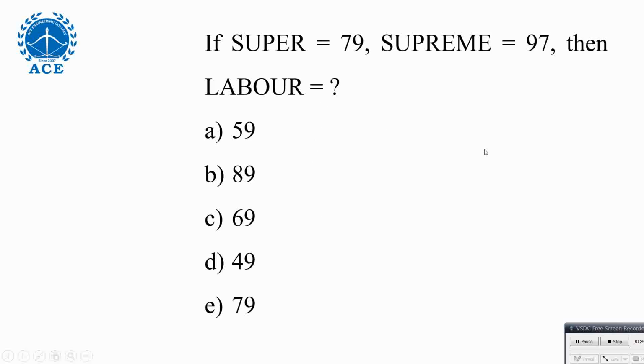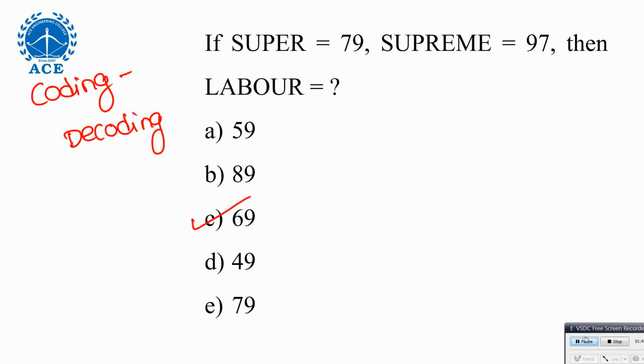Logic question. Okay. Now, super is 79, supreme is 97, then labor? All these are related to reasoning. This is the coding and decoding topic. I'm expecting you people to answer this question as you already have an idea. But whether you are done within 60 seconds or not, I'll check from my end. No discussions in between, please. Fine. So as you mentioned, yes, super. Yeah, you can check it out.